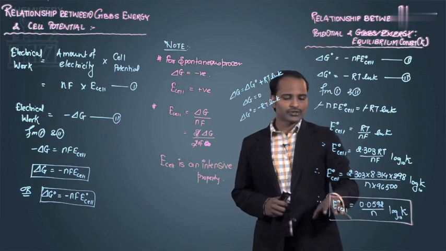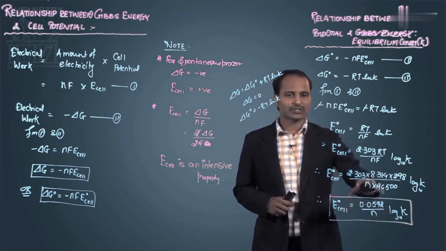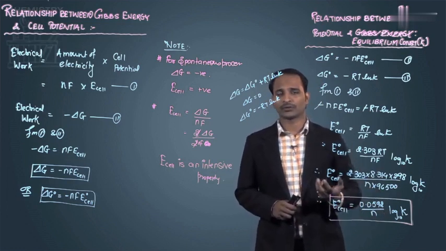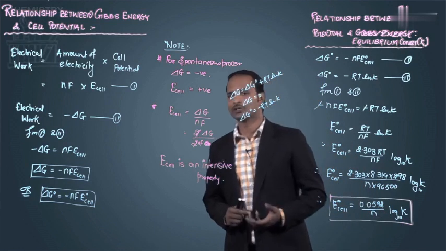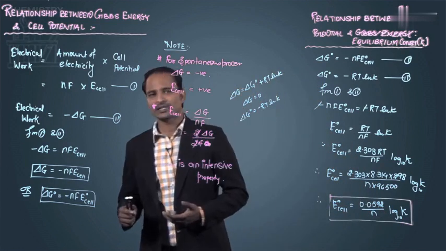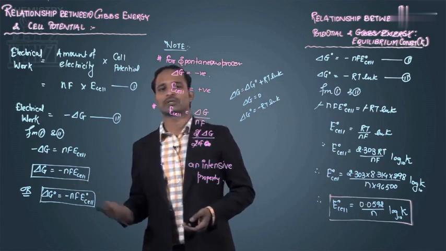So this gives a relationship between the E naught cell and K. Suppose they are asking a question on the equilibrium constant, then we are going to use this formula, and if the question involves Gibbs energy and they are asking the cell potential, then we are going to use this formula.